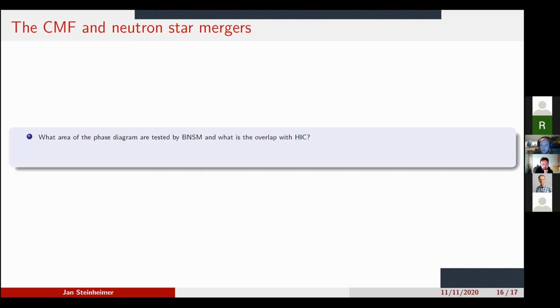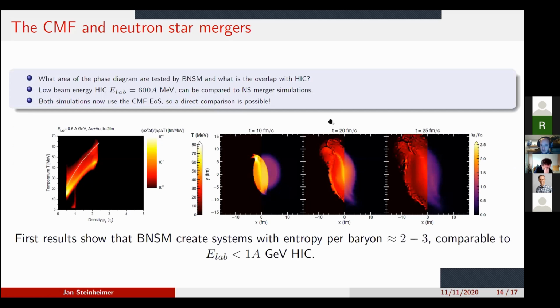So in the final minute, I just want to say what we are also doing now is trying to find out what is the area of the phase diagram which is tested by these binary neutron star mergers, and what is the overlap with heavy ion collisions. What I show here is only the simulation for a heavy ion collision. You can see for, let's say, a heavy ion collision at 600 MeV per nucleon bombarding energy, which is really low, let's say lower GSI energy, you reach densities of about 2 times saturation density and temperatures up to 40 MeV.